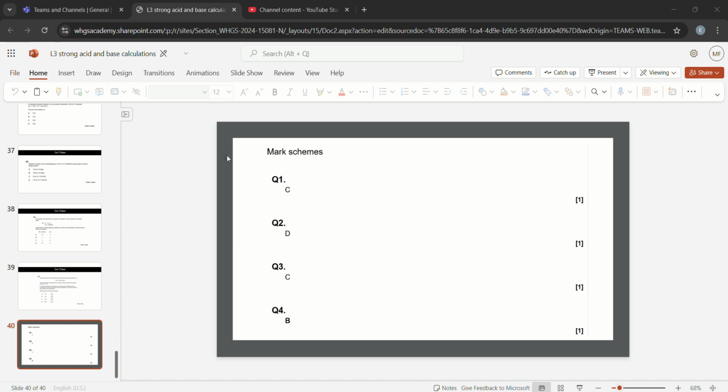Question 2. Addition of which one of the following to this much NaOH will result in the pH being halved? 1.0 molar OH will result in it being halved. Now obviously, I think we're going to have to think a bit deeply into this. pH is minus log 10 of the concentration of H plus.